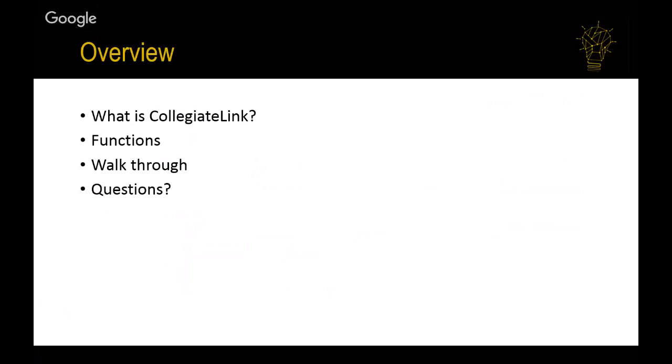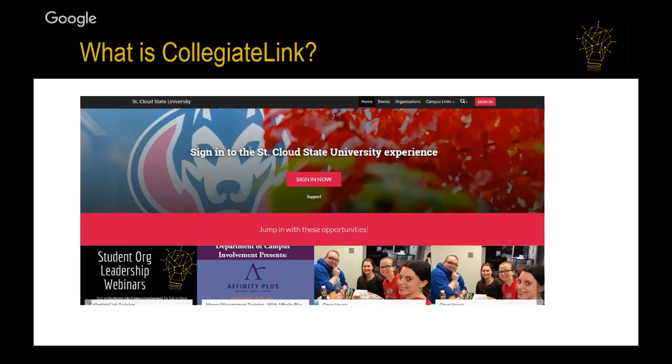So first, what is CollegiateLink? This is a screenshot of what it looks like, and you'll see it more in detail here in a minute. But CollegiateLink is basically an online software that is designed for universities and colleges to help with campus engagement and involvement. So I like to call it an involvement hub of sorts.